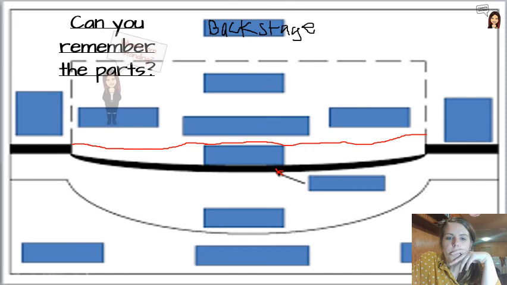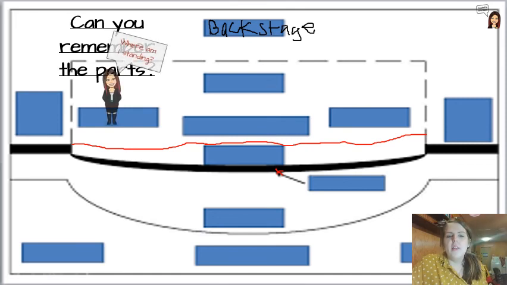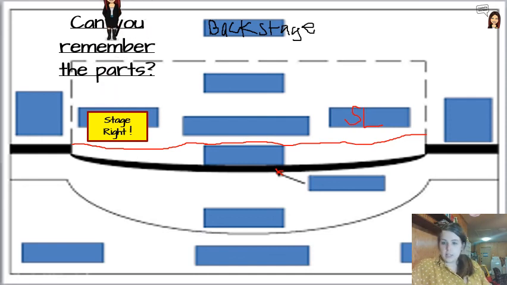Let's see. I forgot where she goes. Okay, so we've already decided that this right here is stage left. So this must be stage right, right? Because it's from her perspective. That's her left, her right.